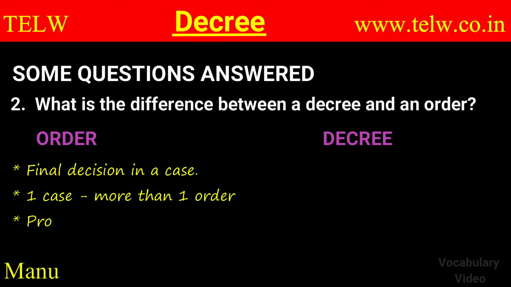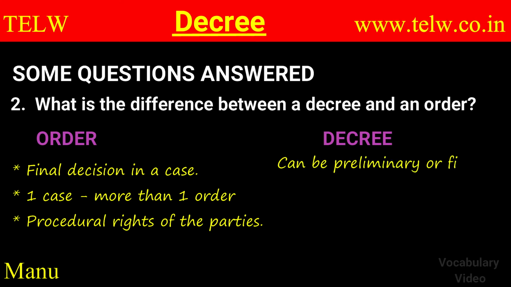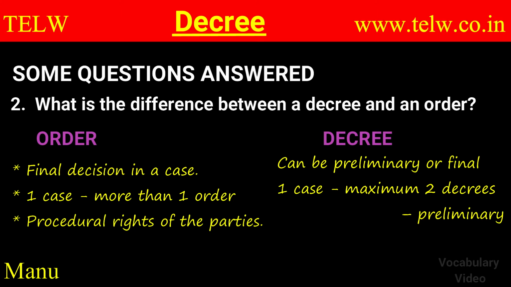There can be several orders in one case. It deals with the procedural rights of the parties. On the other hand, a decree can be a preliminary or the final decision of the court. There can be a maximum of 2 decrees in any case, preliminary or final.